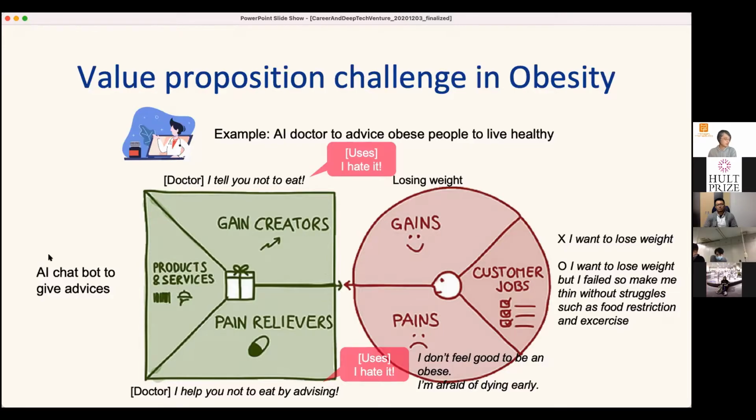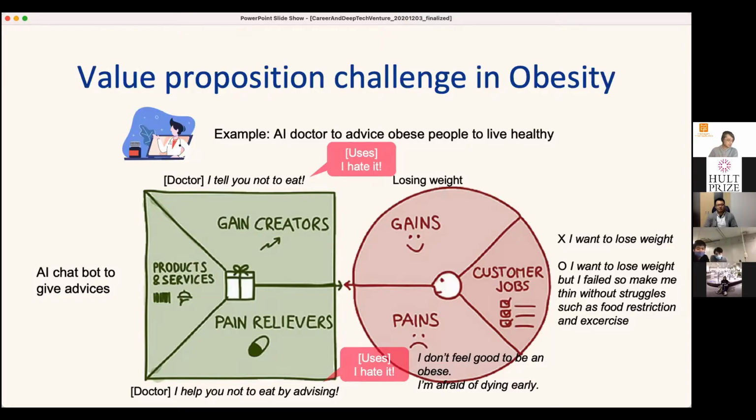And if the AI chatbot gives advice, like you should not eat or you should run, and the doctor AI tells consumers I tell you not to eat, the consumer will say I hate it. I just don't want to get scolded, or I don't need any bosses in my life. It's just annoying. And the pain reliever, where I help you not to eat by advising, is the same. So the consumers hate it. The problem is they want to get thin, but they don't want to go through all the struggles.